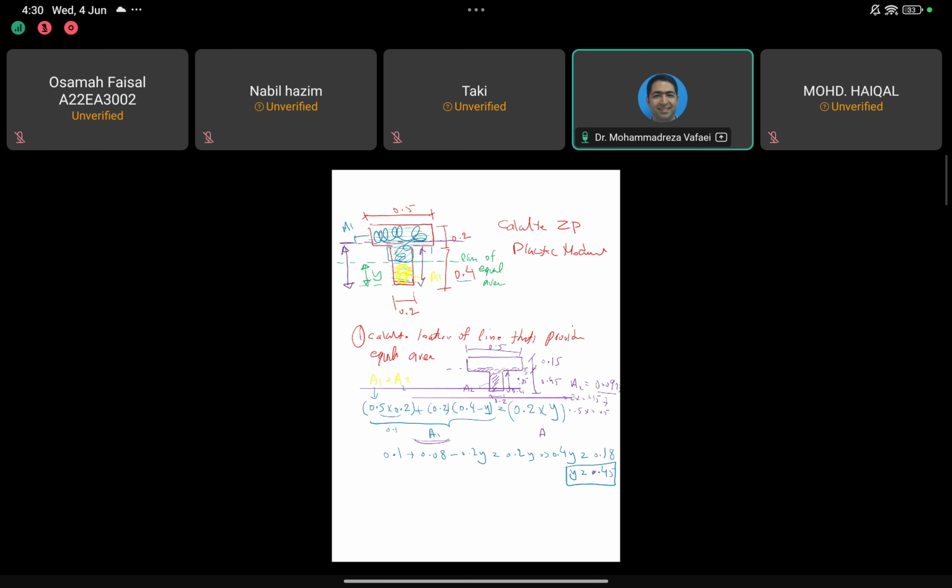The area above, which is this area, can be calculated easily. 0.5 multiplied by the height, which is 0.2 minus 0.5. So you get 0.075. So you can see these two areas are not the same. And the reason is, in the beginning, we assumed that the line would be within this triangle, but right now it is above the triangle. So this equation should be changed.